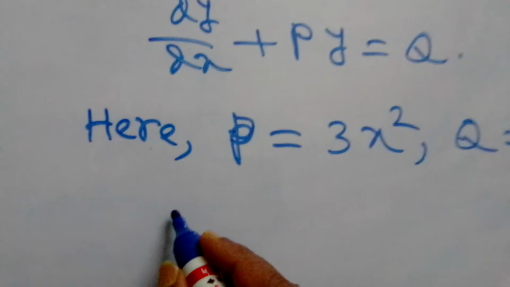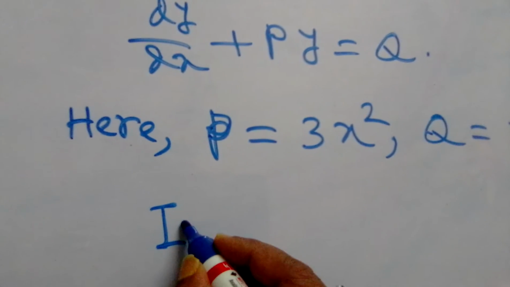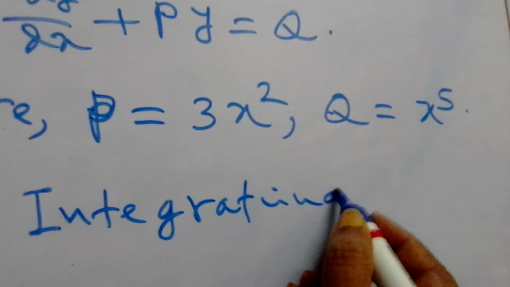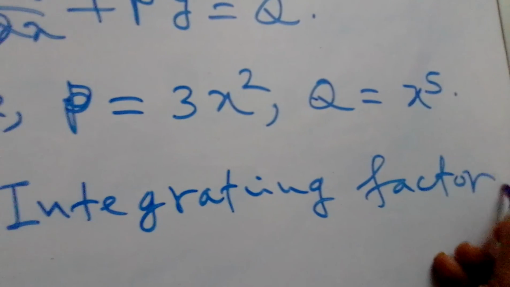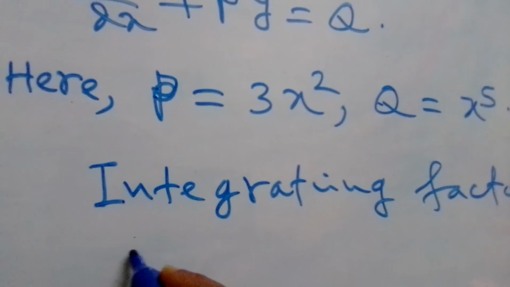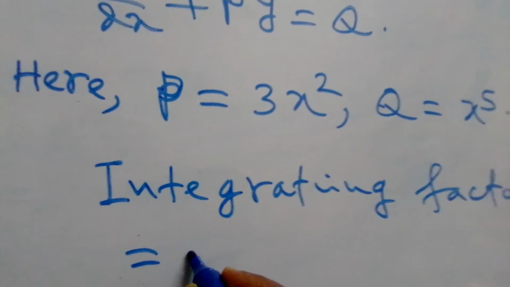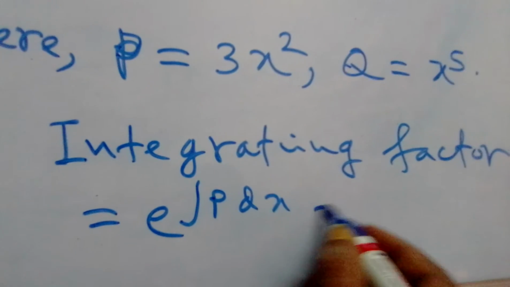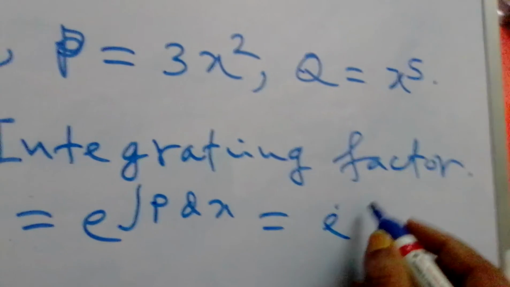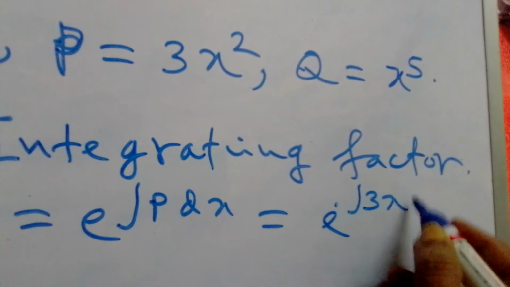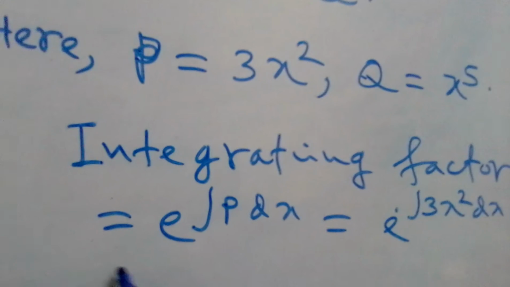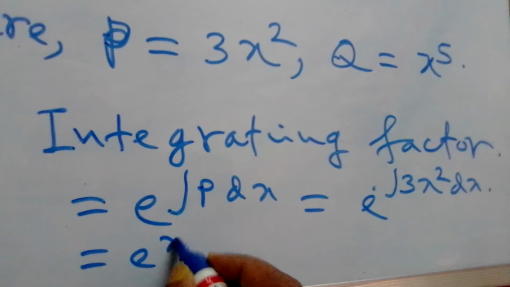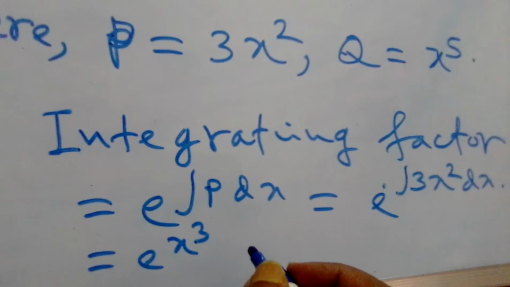Now we consider the IF, that is called the integrating factor. This is equal to e to the power integral of P dx, which is e to the power integral of 3x squared dx. After this integration, e to the power 3x squared becomes x cube by 3 times 3, that is x cube. So finally we find our integrating factor.